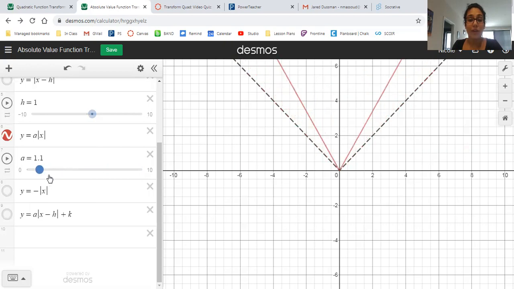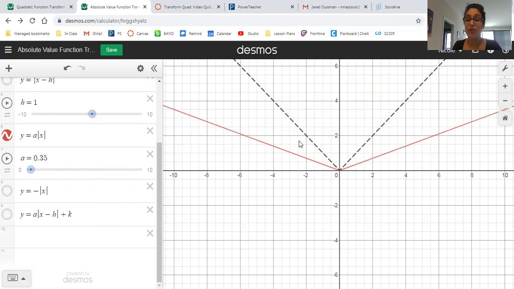So that is a vertical stretch if a is greater than 1. If a is between 0 and 1, again, same concept, it gets wider. So if I just play this, look at how it plays. It gets skinnier and then it gets wider. It's like doing jumping jacks. So it's really important that you know that if it's between 0 and 1, it's gonna get wider. It is a vertical shrink. It's like squashing something.